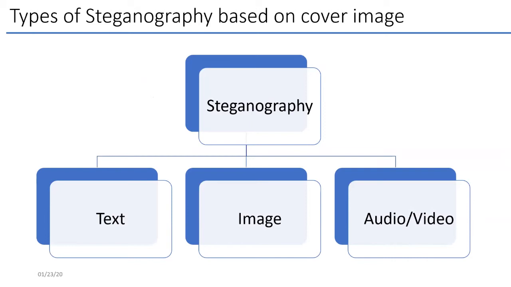So based on the file type that we use for the steganography, we can categorize it like text steganography, image steganography, audio or video steganography, or even protocol steganography. So the types of steganography depend on the type of cover file that we use for hiding the secret text. These are all the major types.